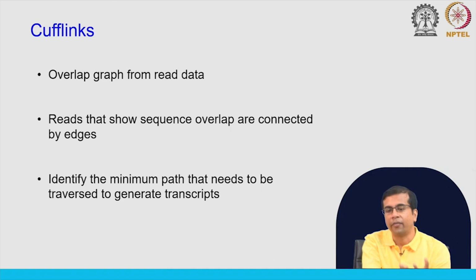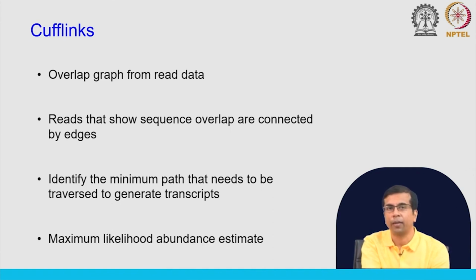Again, it is a graph traversal algorithm, followed by something called a maximum likelihood abundance estimation from the graph itself. We are not going into all the statistical details of what a maximum likelihood abundance estimate is. I will just mention this is what it does. In case you are interested, please have a look at how this maximum likelihood method works. This is a method that is widely used in statistics and in a lot of applications.